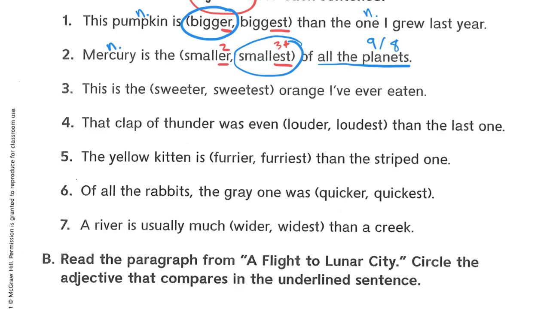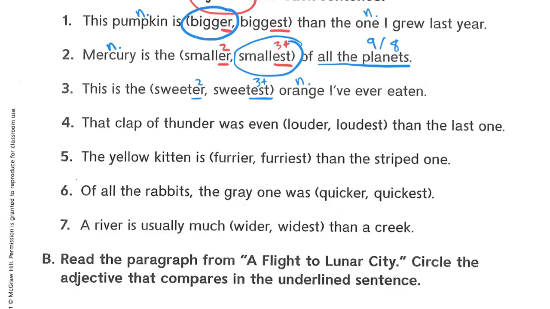So our noun is orange, but are we comparing 2 oranges or more than 2 oranges? This is the blank orange I've ever eaten. So that, to me, sounds like lots of oranges, okay? But I'm going to let you answer that one on your own.